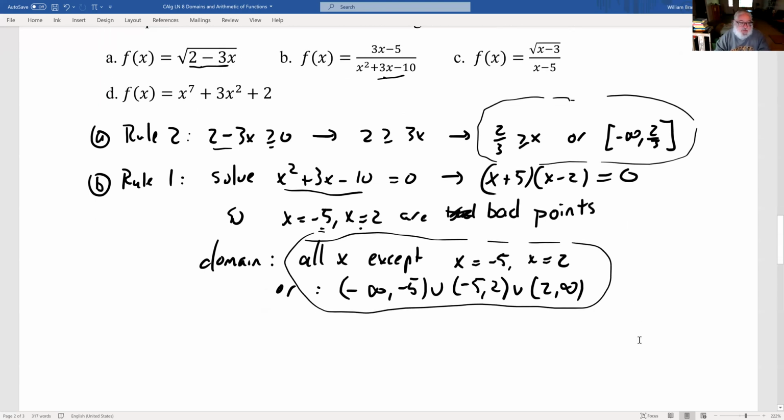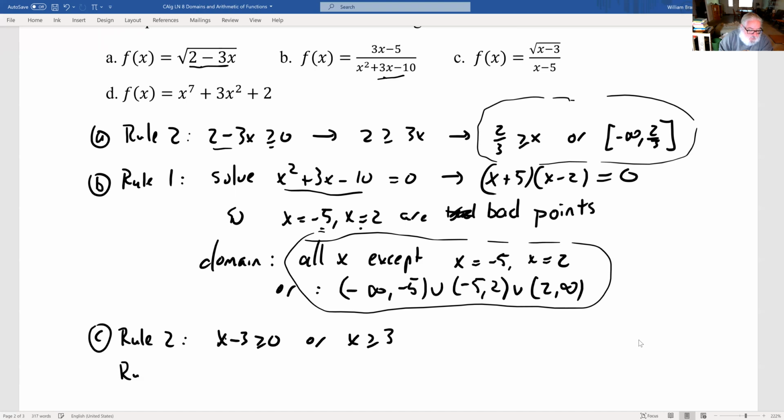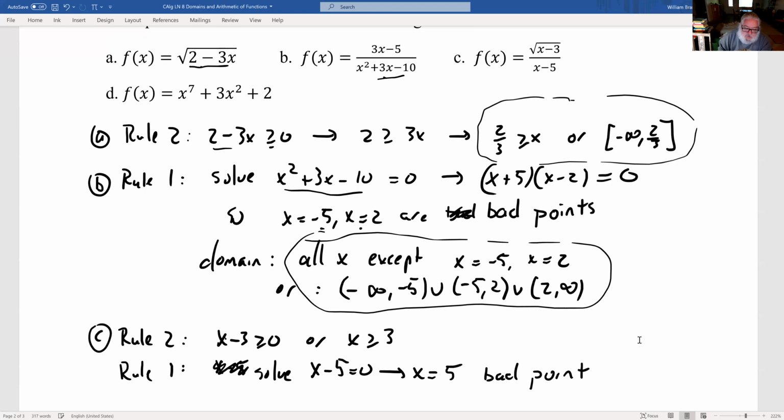What about the third one, C? Well, C, you have to do both rule 1 and rule 2. So for the square root, we need x minus 3 greater than or equal to 0, or x greater than or equal to 3. For rule 1, which is about dividing, we need to solve x minus 5 in the denominator equal to 0, which is x equals 5, and that's a bad point. It cannot be in your domain. So what's our domain? It's every number bigger than or equal to 3 except for 5.